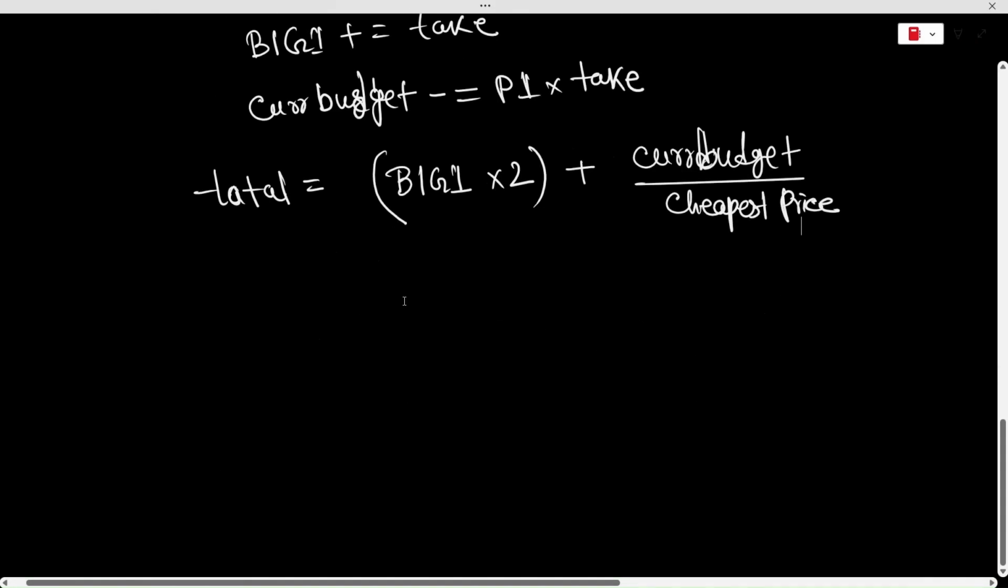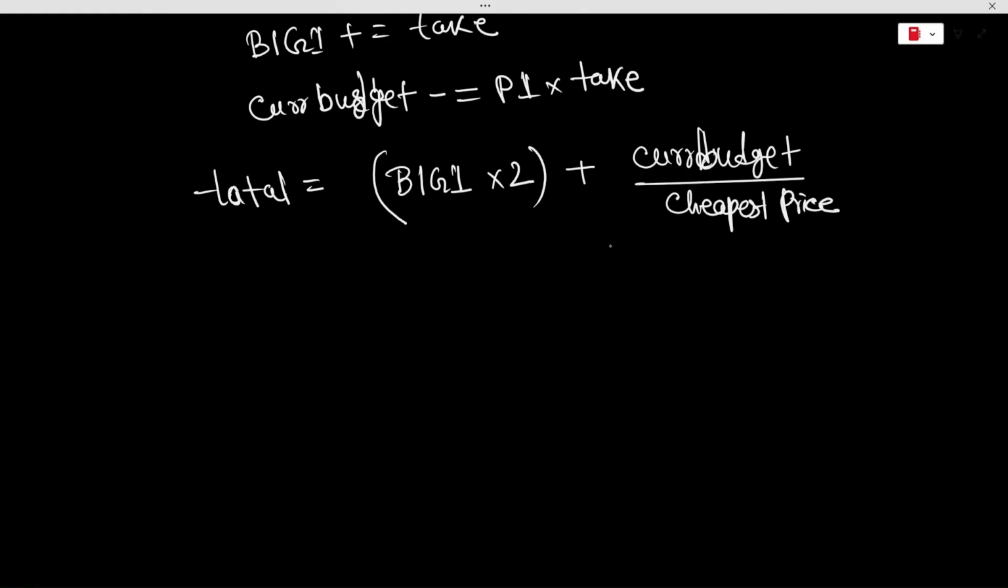So total, this we can get from here, and we just need to maximize it. So our answer will be max of answer, comma, total, right?